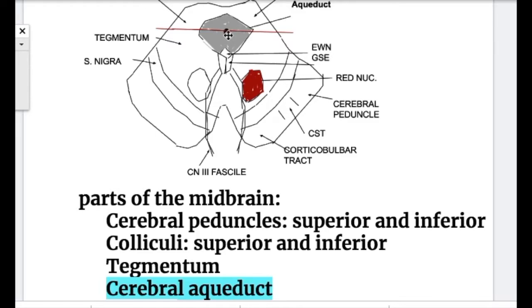This black circle is the cerebral aqueduct, and the gray matter around it is the periaqueductal gray matter. I put a red line, and the portion behind that is tectum, and the part in front of that is tegmentum. Tectum is the posterior-most part, the roof, and tegmentum is the centrally located, biggest part of the midbrain, and the cerebral peduncles are placed anteriorly.